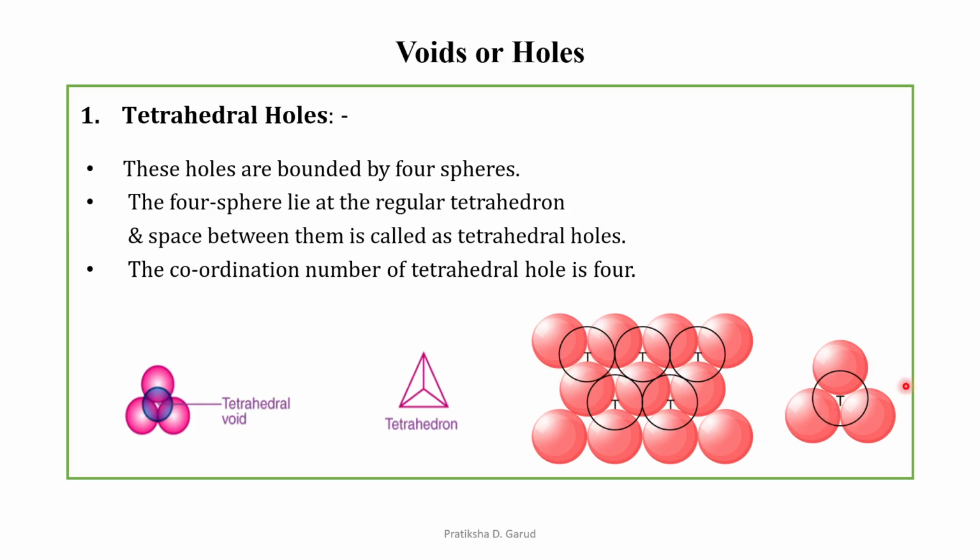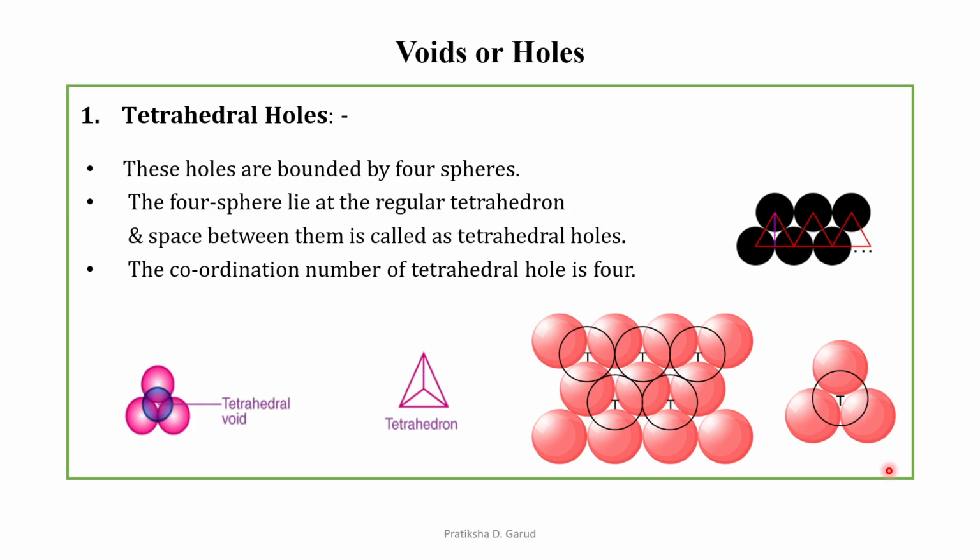Again we can explain here also. The first one is the pink one, and the second layer will be the black one. This is a tetrahedral, and the gap between these forms the tetrahedral holes. Let us see one more figure for this.